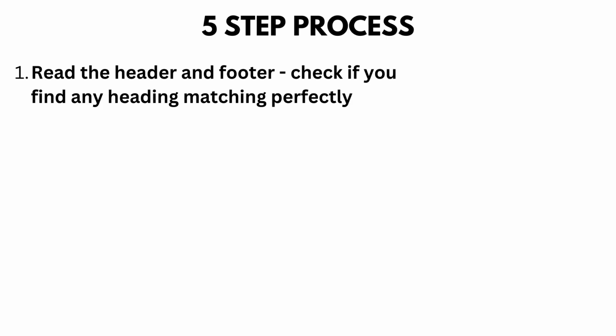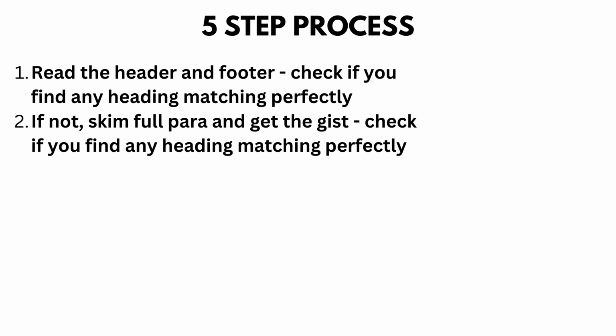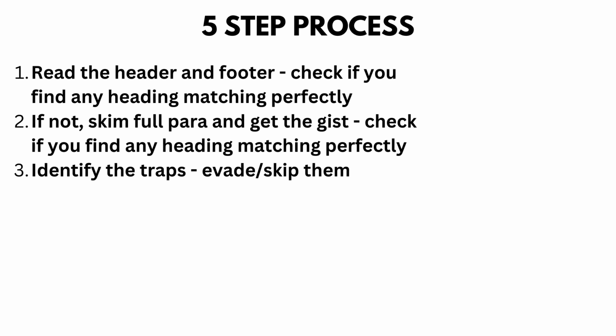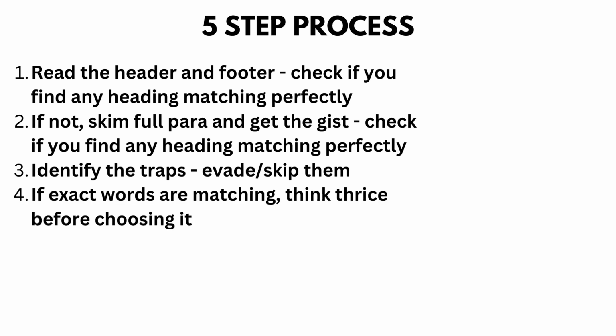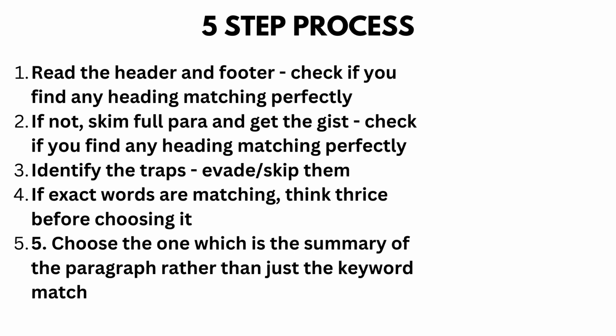The first step is to read the header and the footer, meaning the first 1 or 2 lines and the last 1 or 2 lines, and check if you find anything that matches perfectly with the options. The second step is, let's say you don't find the perfect match heading, then you skim the entire paragraph and get the gist of it, and now check if you find any heading matching perfectly. Step number 3 is to identify the traps and skip them. Step number 4 is, if exact words are matching, then think thrice before choosing it. Step number 5 is, choose the one which is the summary of the paragraph rather than just the keyword match. So these are the 5 steps.